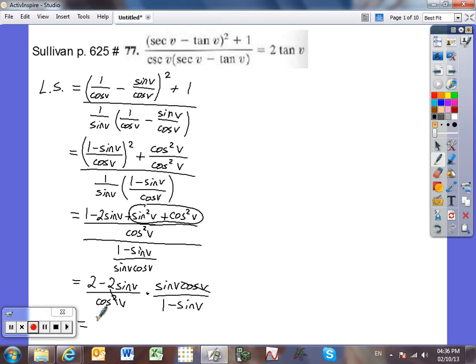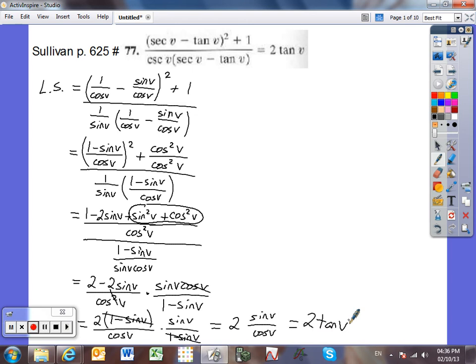If I factor the 2 out of my numerator here, I'm left with 1 minus sine v. And as I multiply by my second expression, I realize that I can cancel this factor of 1 minus sine v from the top and the bottom. What I'm left with then is 2 times sine v over cosine v, which of course is 2 times the tangent v. And that's my right-hand side, so I'm done the proof.